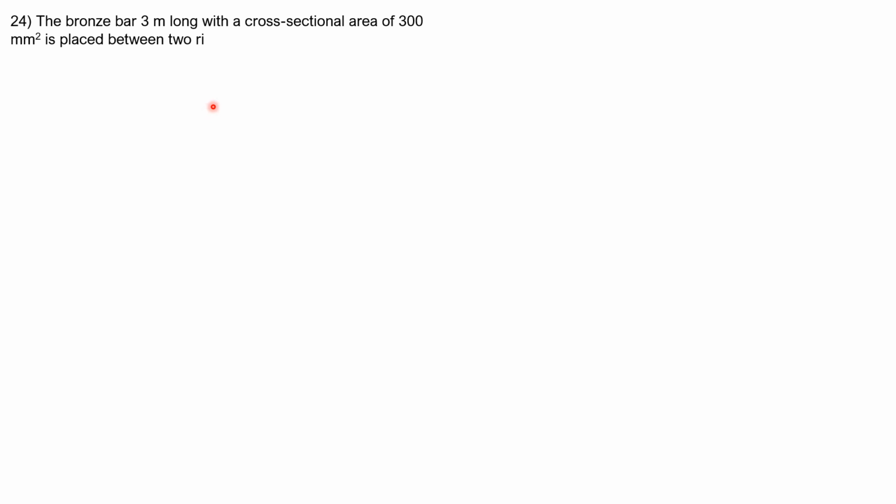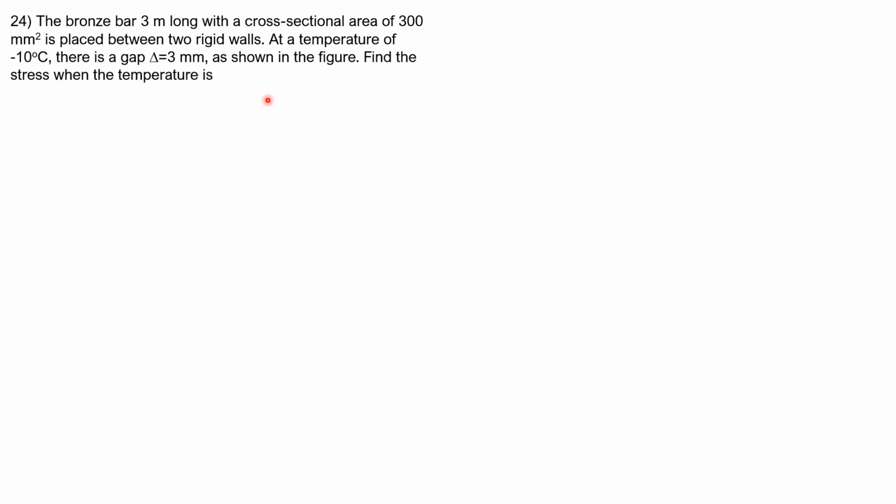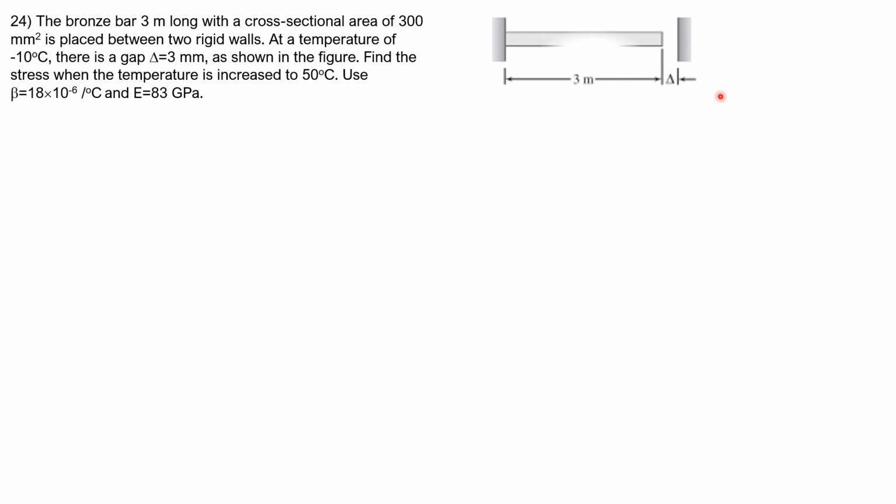Okay, problem 24. This is a basic problem on thermal stresses. The bronze bar, 3 meters long with a cross-sectional area of 300 mm square, is placed between two rigid walls at a temperature of negative 10 degrees Celsius. There is a gap of delta 3 mm as shown in the figure. Find the stress when the temperature is increased to 50 degrees Celsius. Use beta 18 times 10 to the negative 6 per degree Celsius, the coefficient of thermal expansion for this bronze bar, and modulus of elasticity E of 83 gigapascals. So this is the figure.